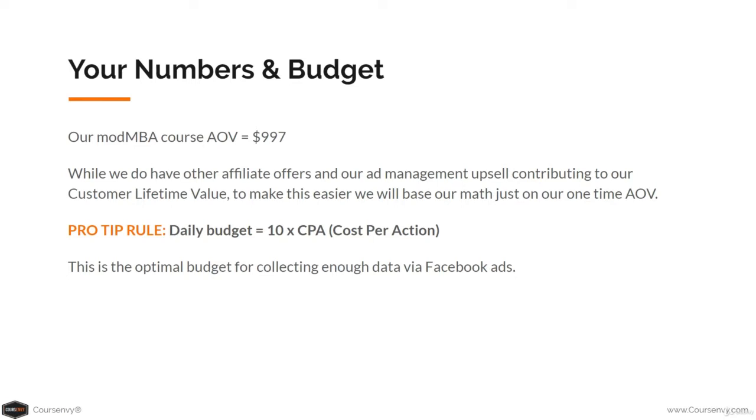So here's a pro tip rule you should write down. Your daily budget for ad spend is equal to 10 times your CPA, or cost per action. This is the optimal budget for collecting enough data via Facebook ads. Anything less, and you won't be collecting enough data in order to optimize your ads.